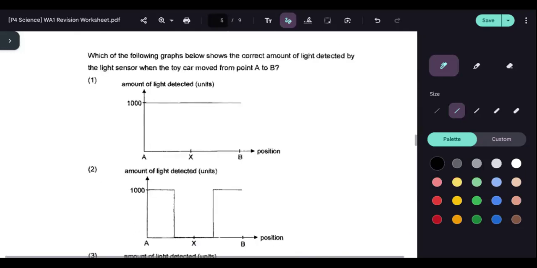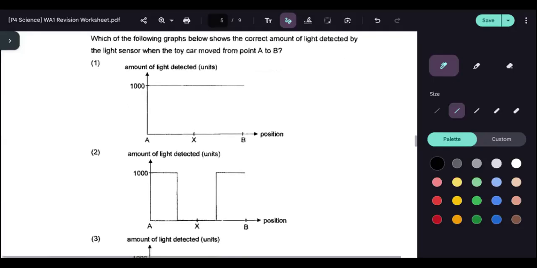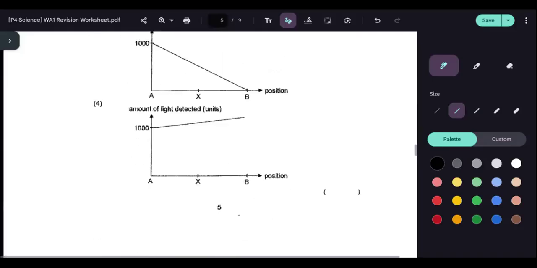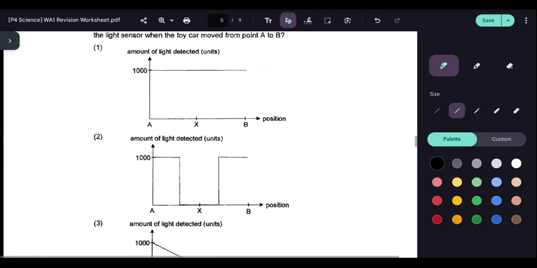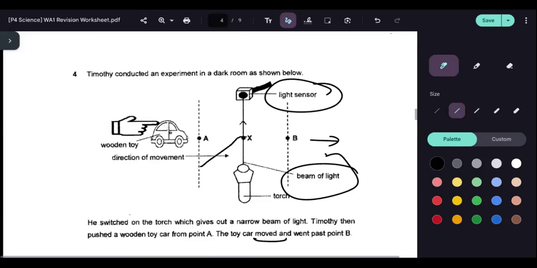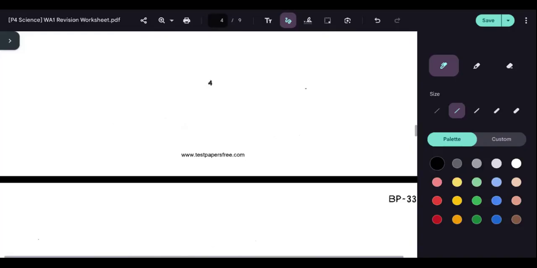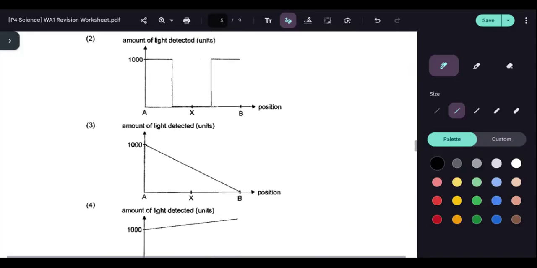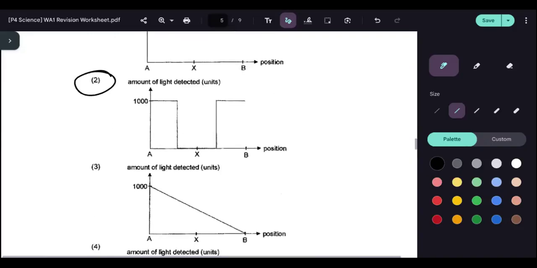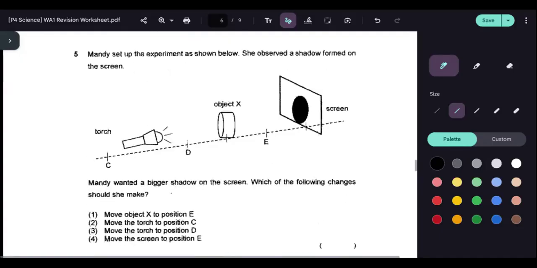So the question is, which of the following graphs below shows the correct amount of light detected by the light sensor when the toy moved from point A to point B? This one should be increasing first, straight line, then decrease. Okay, or you can see over here, answer will be 2. Okay, something like that. I hope it's clear, yeah? Okay, so it is clear already. Let's move on to the next one.